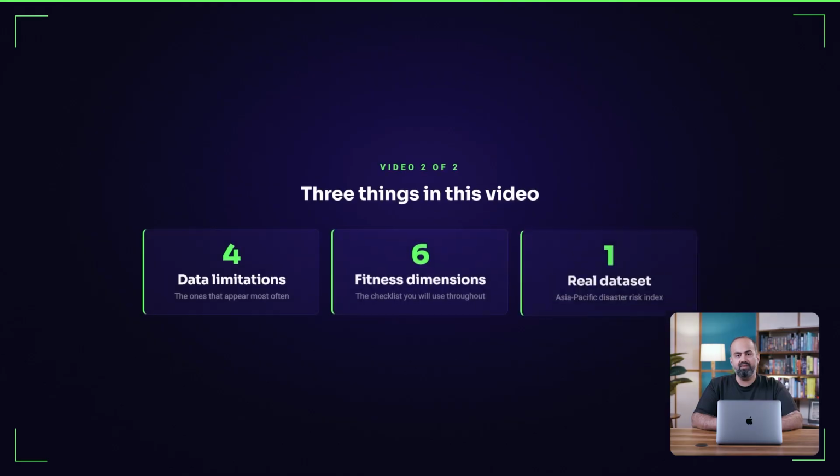Welcome back. You now understand fitness for purpose, reliability, and validity. In this video, we get practical. We will look at, first, 4 specific types of data limitations that appear most often in real-world analysis. Then, a 6-dimension checklist that you will use throughout this course. And finally, your first hands-on look at a dataset that will run through every module. Let us start with the 4 limitations.